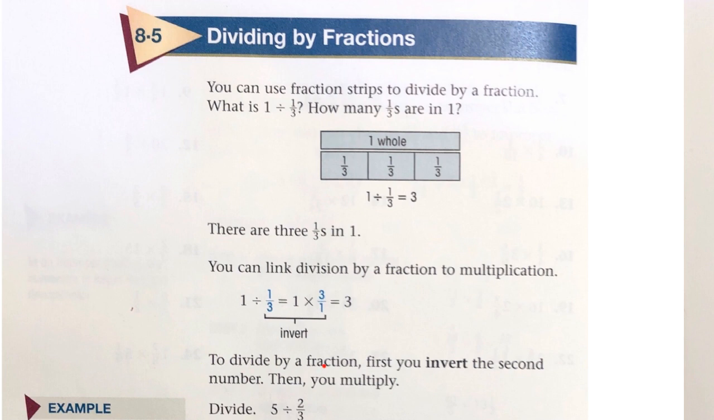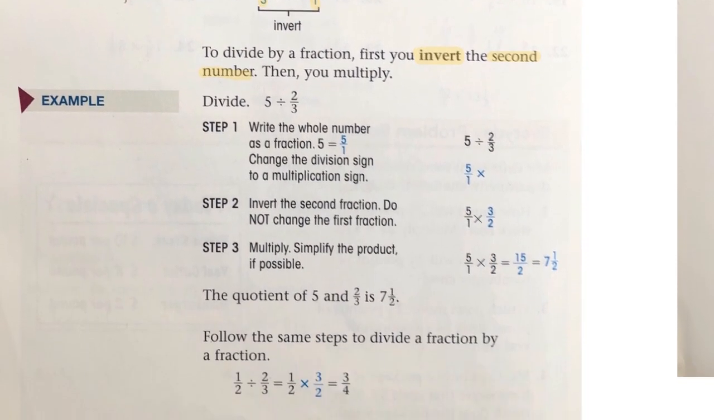To divide by a fraction, first you invert the second number, then you multiply. So that is the key to dividing by fractions. So what does inverting mean? It means that you are flipping a fraction over. So our example had 1/3. Flipped over, it becomes 3 over 1. And remember, it is the second number that gets inverted or flipped. Then you multiply.